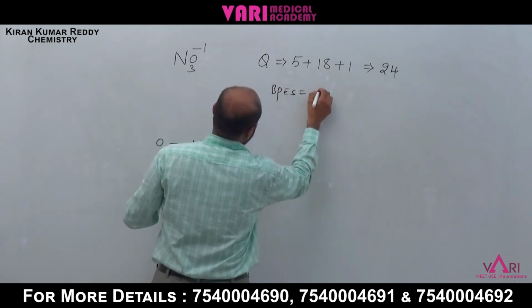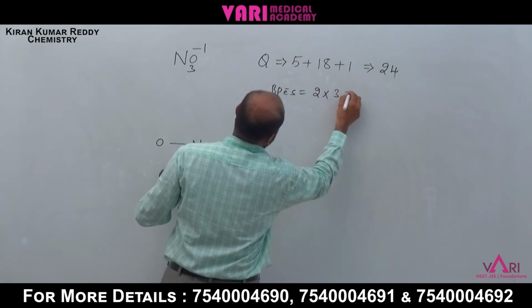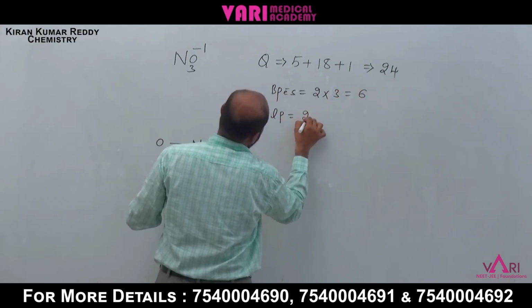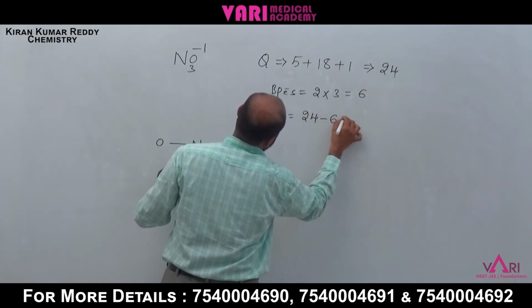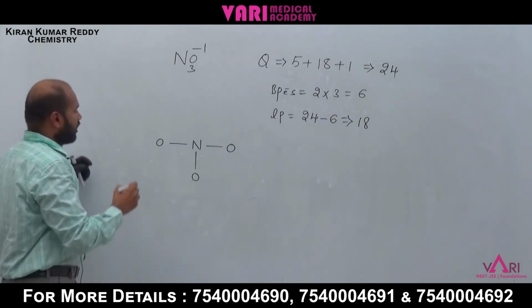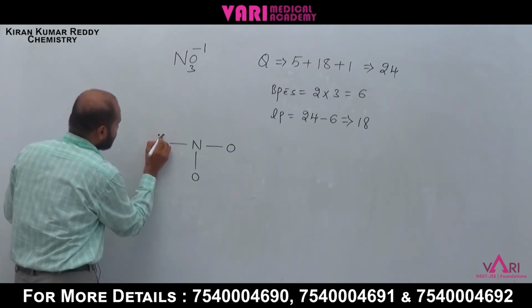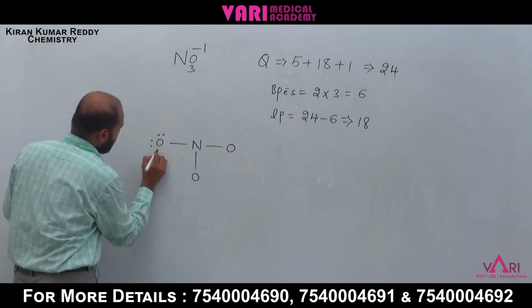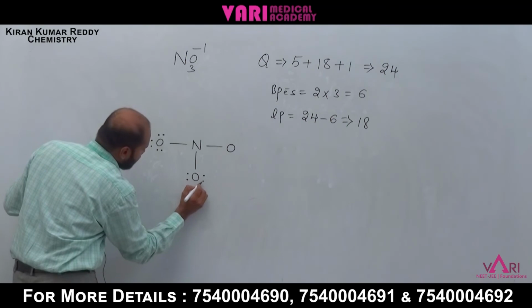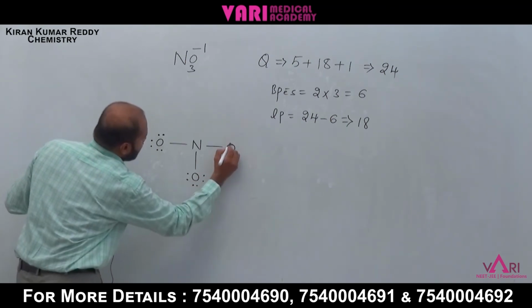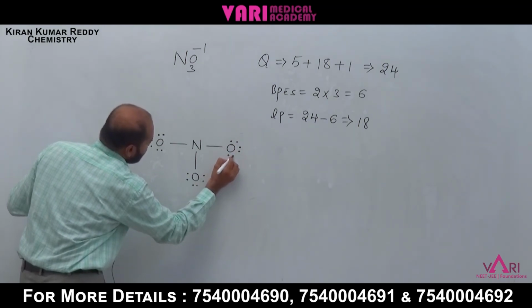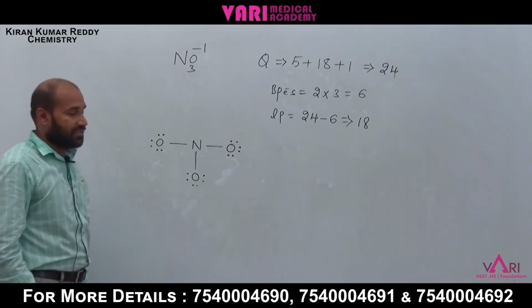Now bond pair of electrons, write down. That is equal to 2 into 3. That is equal to 6. Now lone pairs, tell me, 24 minus 6. That is equal to 18. 18. Now I am writing 18 electrons. 1, 2, 3, 4, 5, 6, 7, 8, 9, 10, 11, 12. Here is 13, 14, 15, 16, 17, 18. This is the structure I have written.